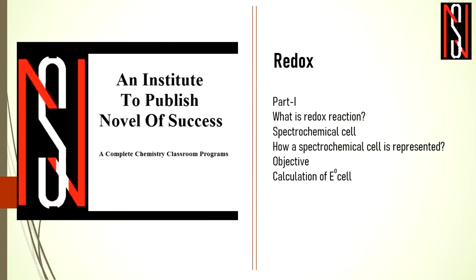In this part we will learn what basically a redox reaction is, the electrochemical cell, how the electrochemical cell can be represented and how it is related to the redox reaction, overall its objective, and then finally we will calculate the E0 cell, and we will come to know the basic importance of calculating the E0 cell and what its application is.